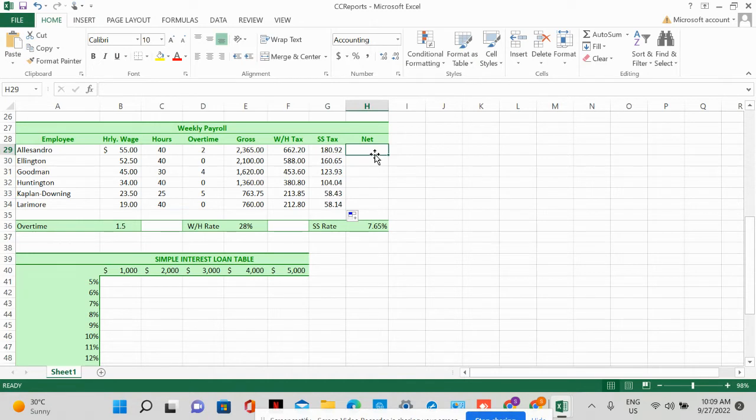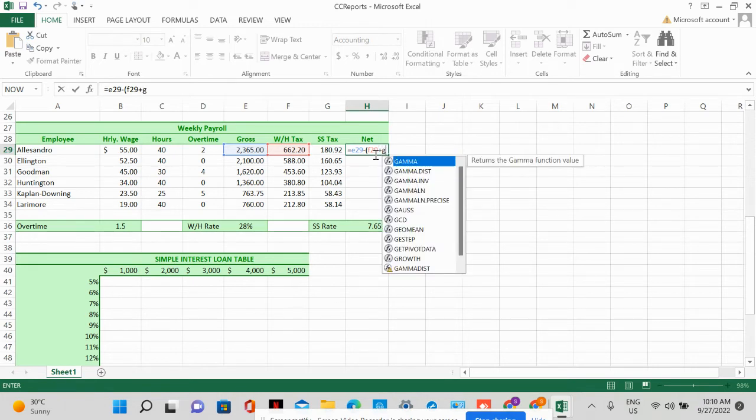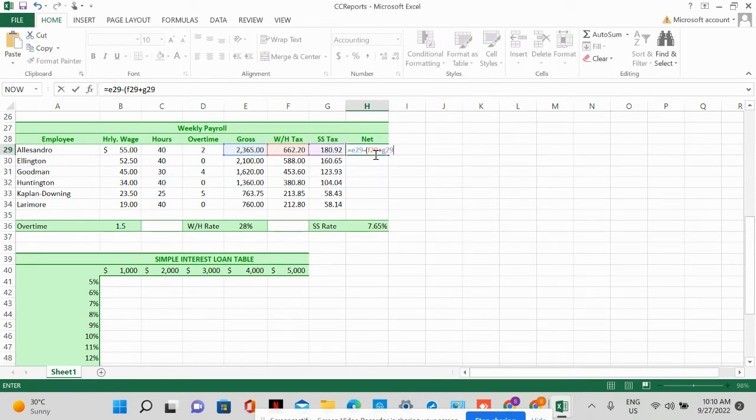Now we will make cell H29 active and then type the following formula that calculates the net pay. So our formula will be E29 minus, bracket, F29 add G29, bracket close, hit the enter. So this is the net pay the employee gets after deducting the taxes.